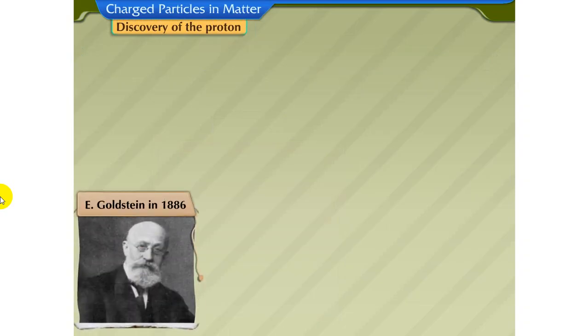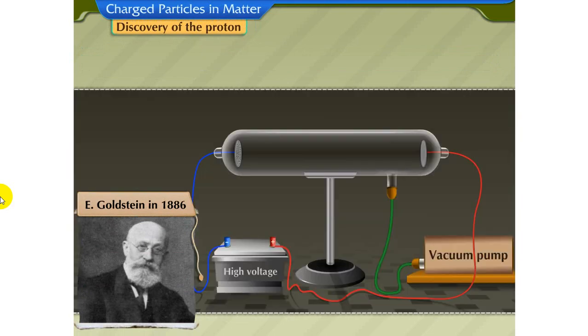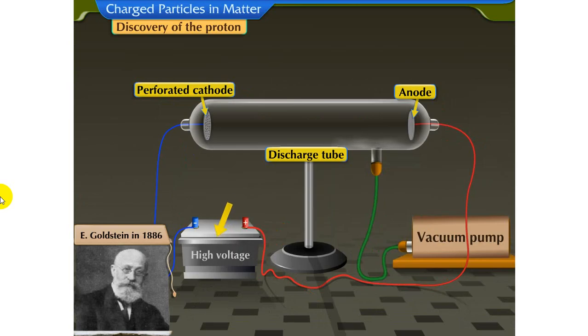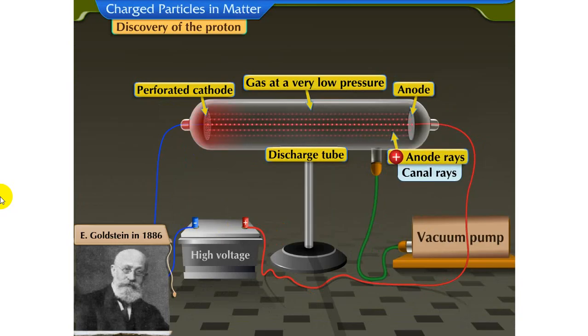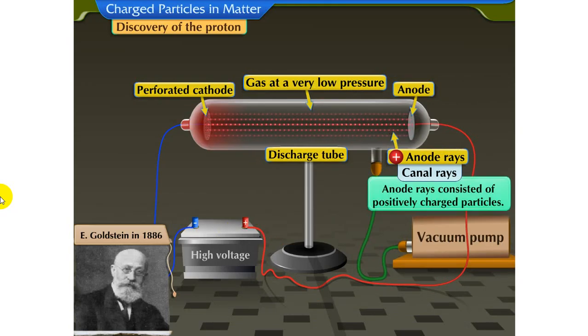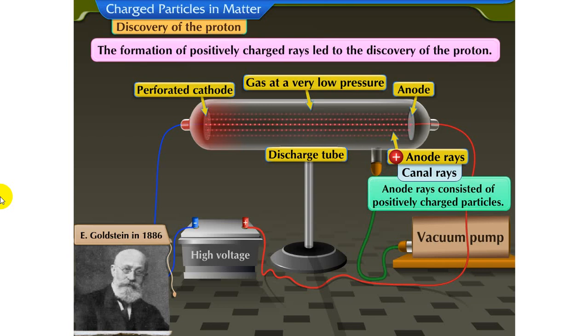E. Goldstein in 1886 performed an experiment using a discharge tube having a perforated cathode and an anode. When a high electrical voltage was passed through a gas at a very low pressure taken in the discharge tube, some rays were produced at the anode. They were called anode rays or canal rays. These rays consisted of positively charged particles. The formation of positively charged rays led to the discovery of another subatomic particle, the proton.